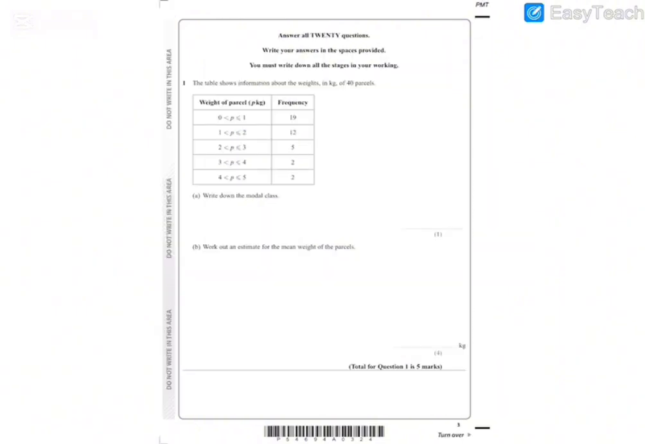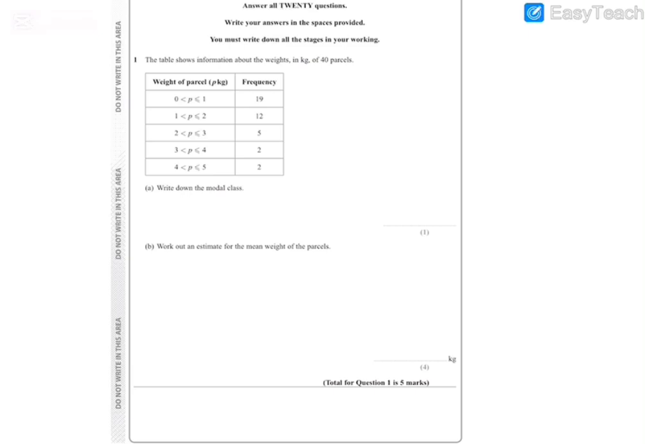Question number 1. The table shows information about the weight of 40 parcels. Okay, we have the number 40. We have a table. The first column, weight of parcels in kilograms. We have a double inequality: P more than 0 and less than or equal to 1. In a double inequality, we read it from the middle.